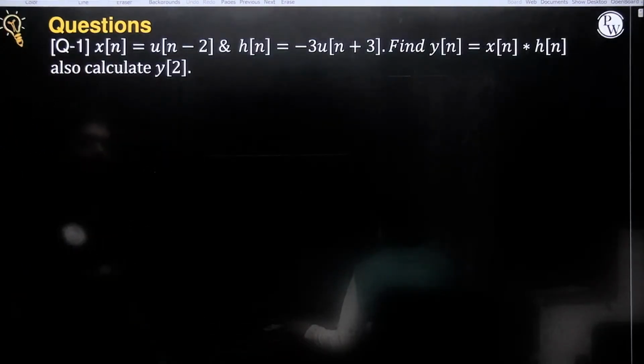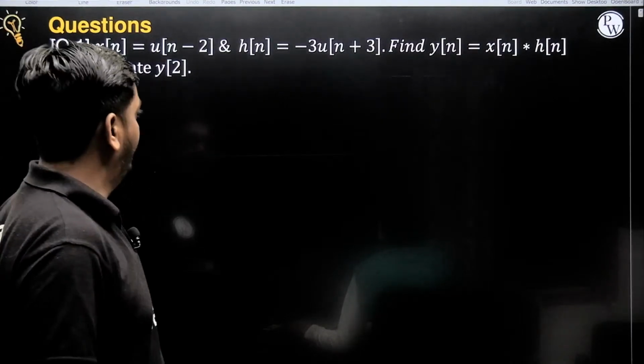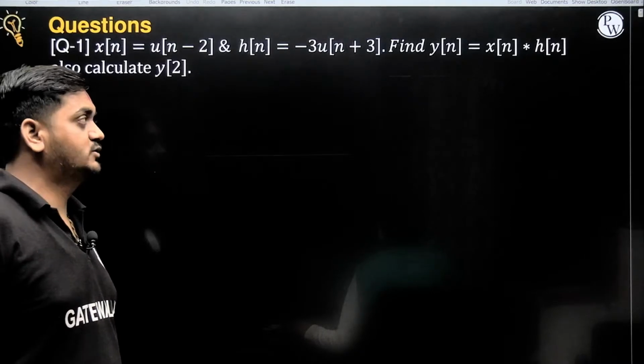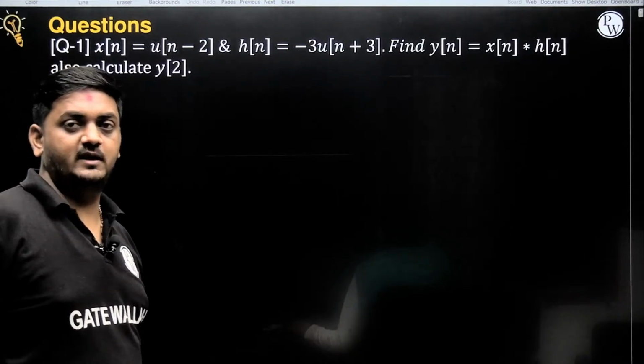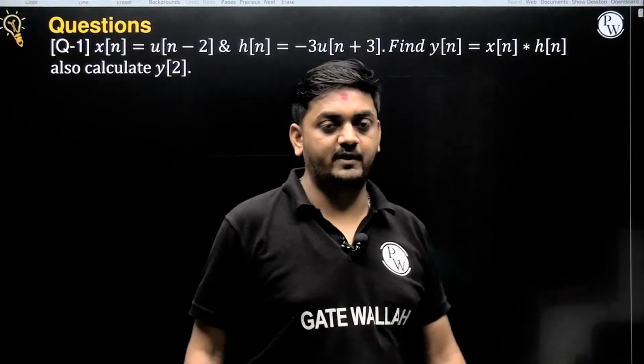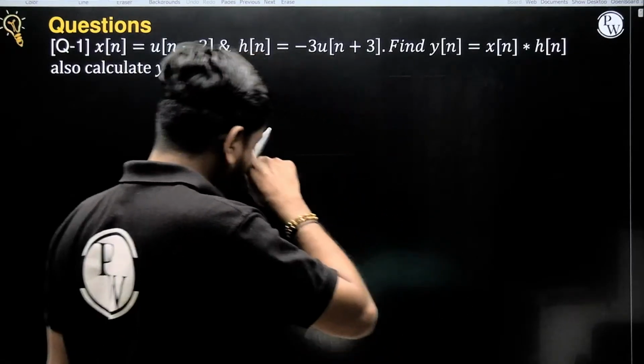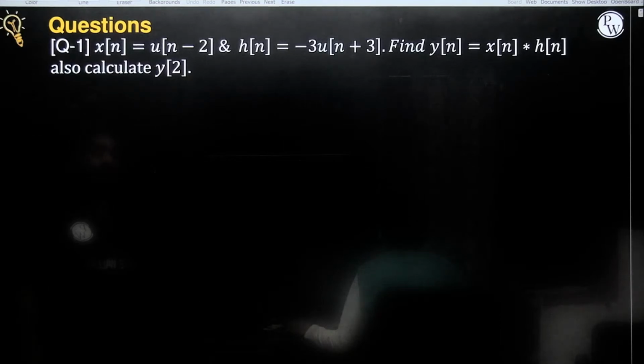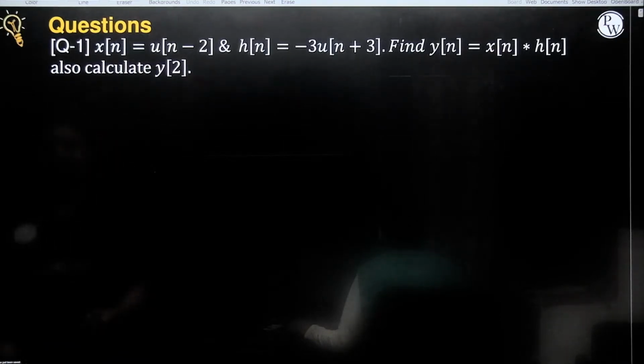The first question: if x of n is equal to u of n minus 1 and h of n is equal to minus 3 u of n plus 3, find y of n equal to x of n convolution h of n. First of all, they are asking to find the convolution of x of n and h of n. And next, a numerical answer type question, also calculate y of 2, guys.